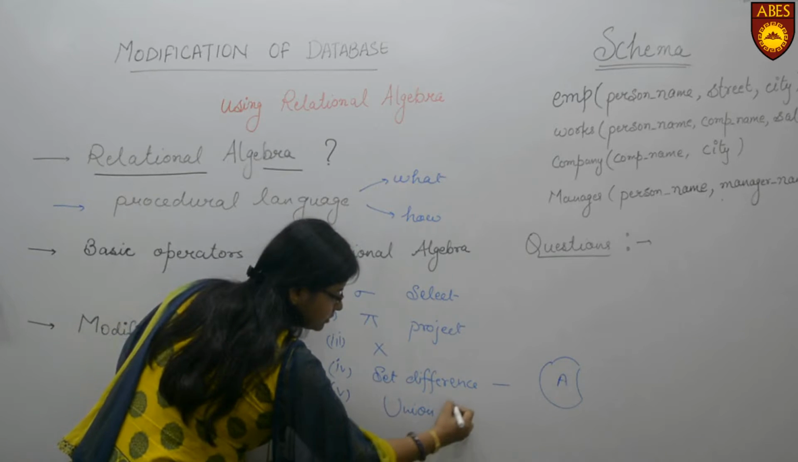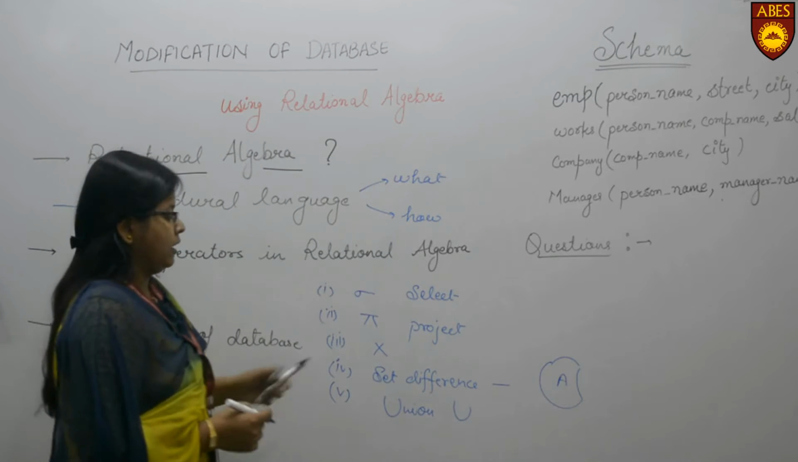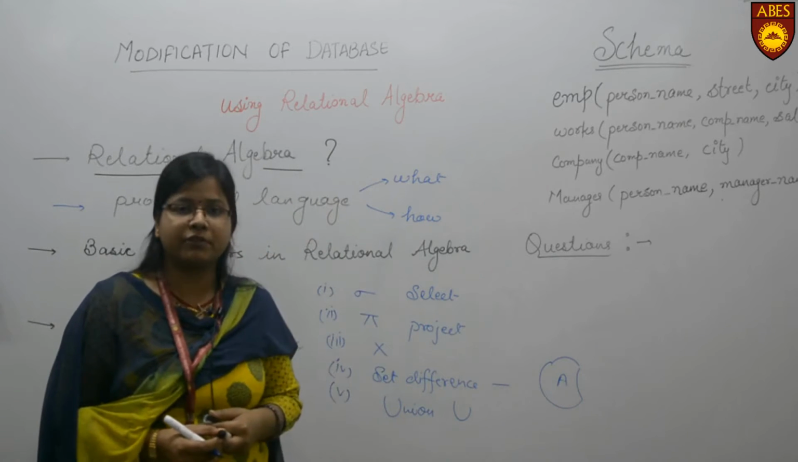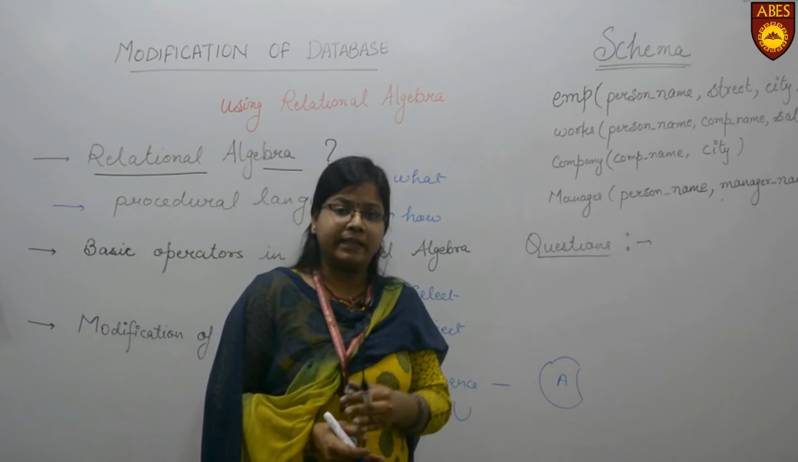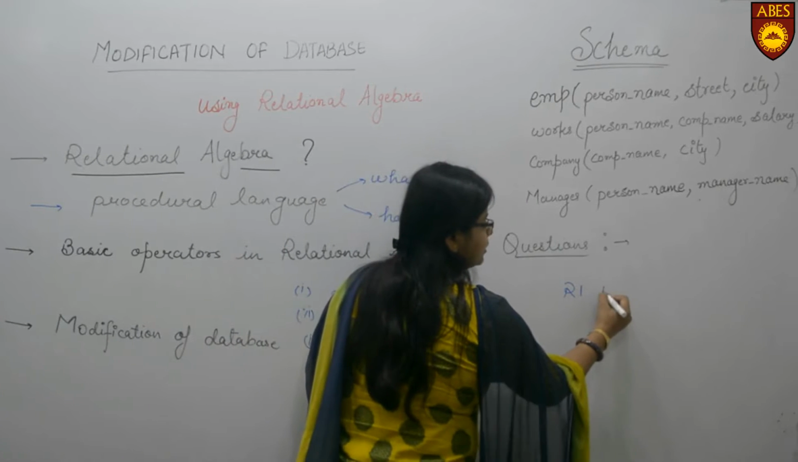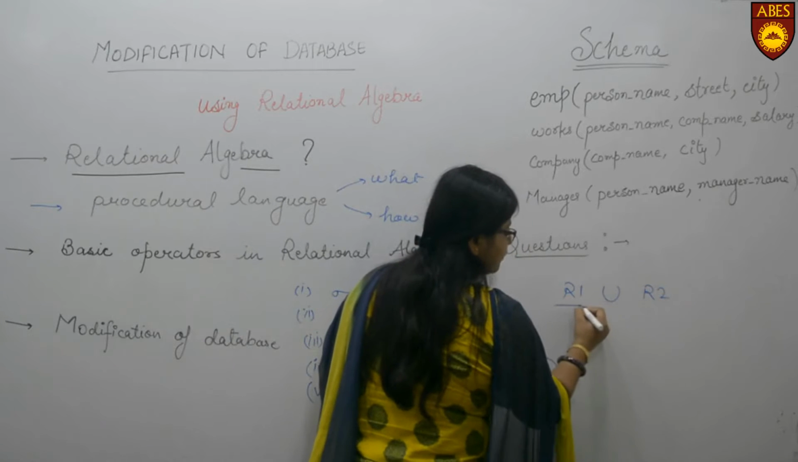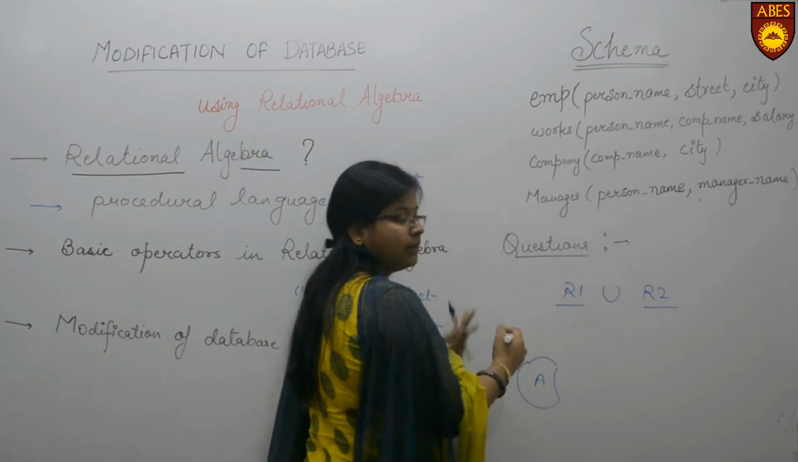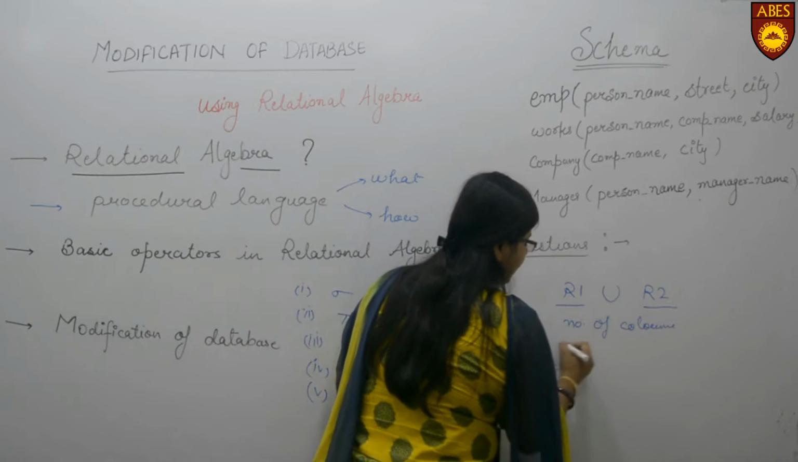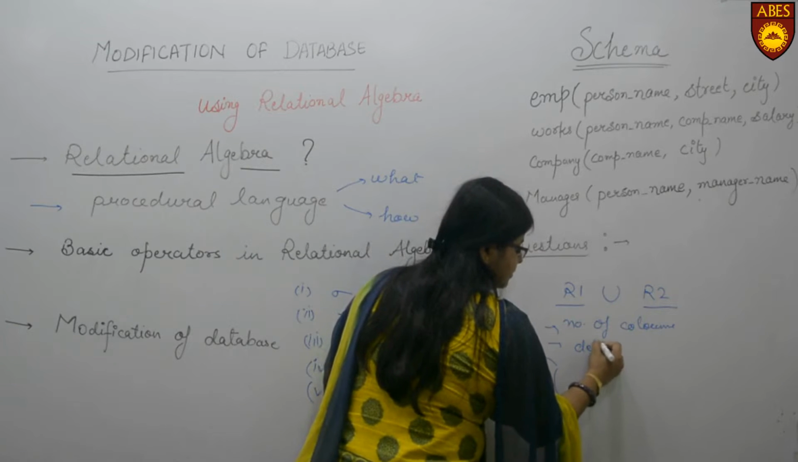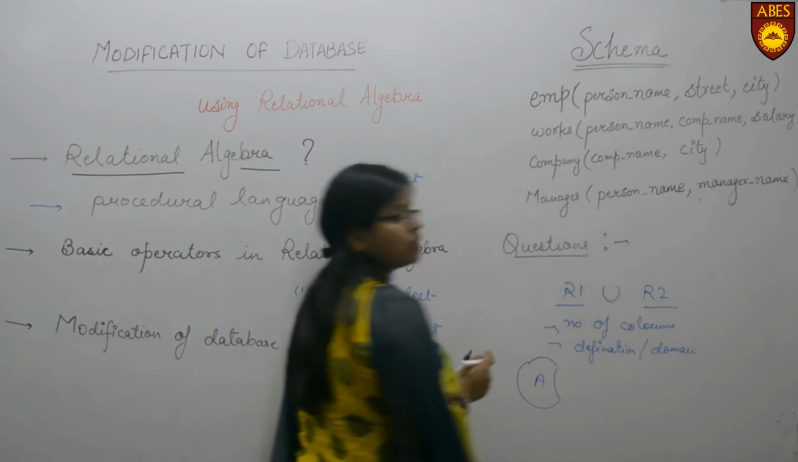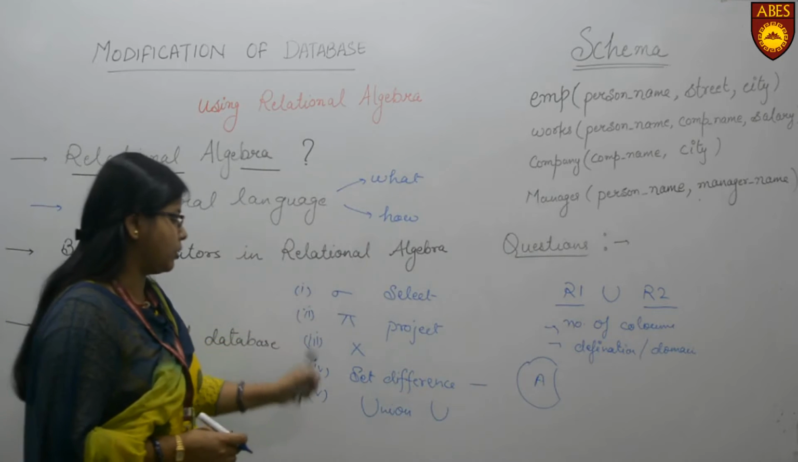Union operator, denoted by U. Union operator means tuples in relation 1 plus tuples in relation 2. But there is an important property for the union operator, that the left hand side and the right hand side must be compatible. Compatibility means if you are applying R1 union with R2, then the number of columns on both sides must be the same, as well as the definition, or you can say the domain, of both the columns must be the same. Then only the union operator can be applied.